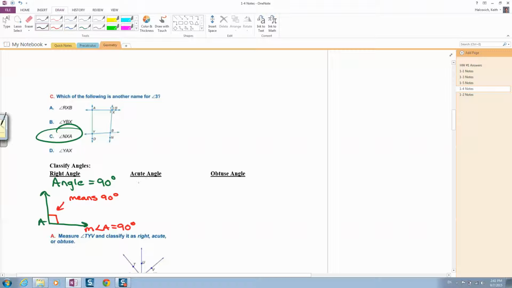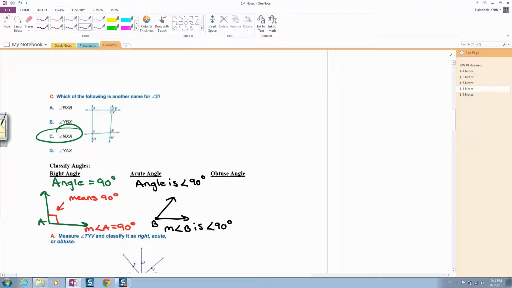Acute angle, the angle is less than 90 degrees. So something like that, if the measure of angle B is less than 90 degrees, that means it is acute.